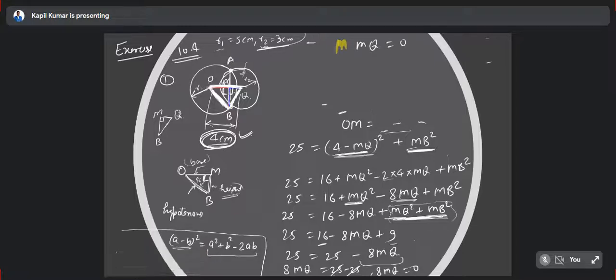MQ is equal to 0. We got this, MQ is equal to 0. Now what is the meaning of this? MQ is equal to 0 means the distance from M to Q is 0, right? And earlier we said that OM plus MQ is equal to how much? 4. Yes, sir. This is the last equation we put. So if in place of this MQ we put 0, OM will be equal to 4.